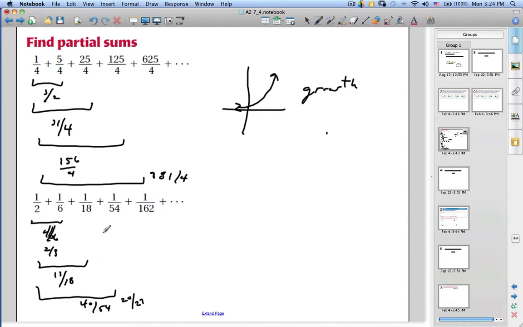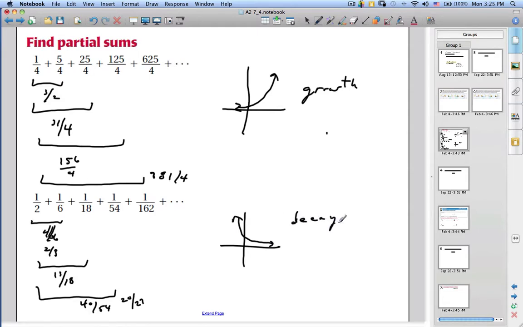What you're finding is that in the first case, with each successive term, I had a greater and greater change to my partial sum. But with this one, each successive term is getting smaller and smaller, so I have less and less impact on my partial sum. And this is what it looks like when you have a decay function.